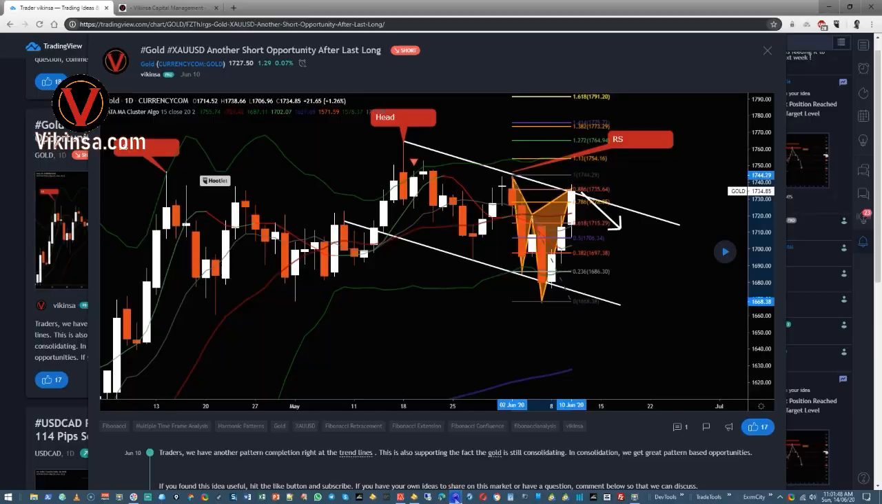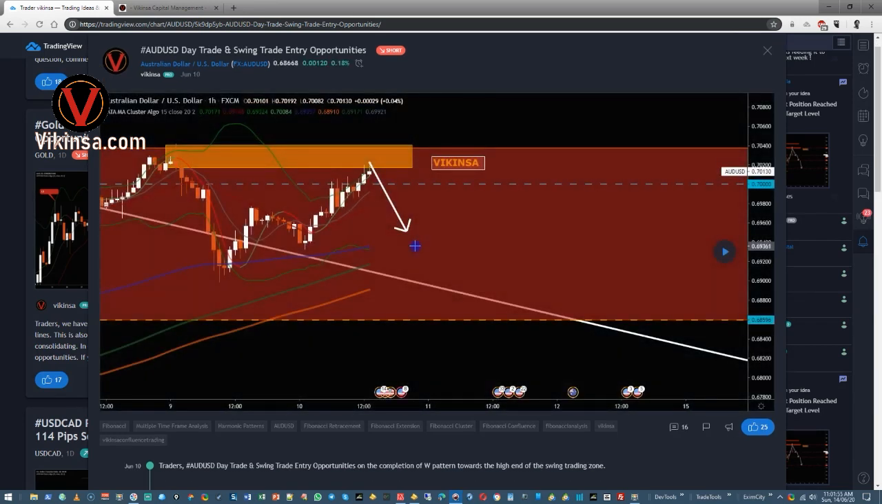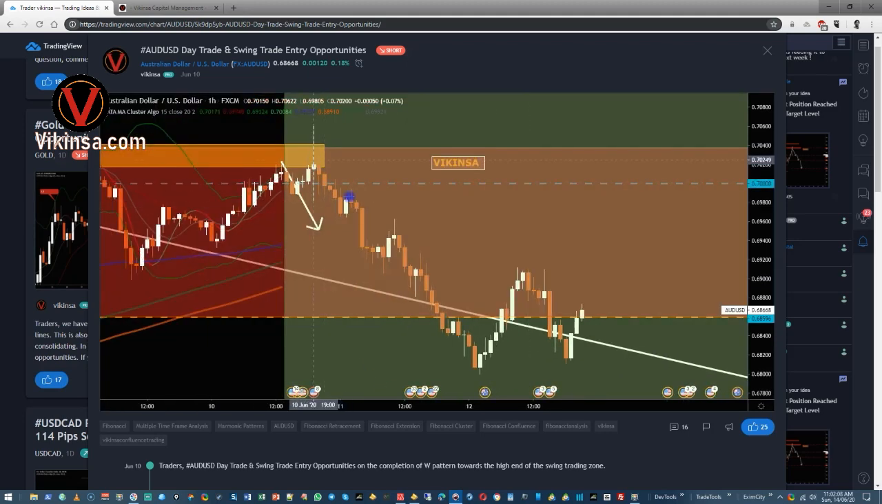So that's gold, and let's look at AUDUSD. On AUDUSD we had a couple of opportunities. One was this entire zone which was posted for swing trading, but inside this zone we were able to identify this W pattern which was completing in this yellow zone, and since then this has happened. The market has actually fallen since then from that, and now it is actually struggling in that zone. We are expecting it to actually fall down even further when the market actually picks up momentum.